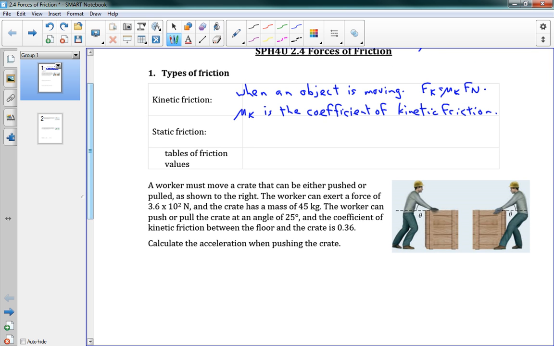Okay, so static friction is when an object isn't moving, and our formula here is Fs max, so the maximum static friction is equal to mu s Fn. Remember that with static friction, there's a range of static friction values. It's just stopping something from moving until you exceed the maximum static friction, in which case it starts moving. And mu s, of course, is the same thing as above, but for static friction.